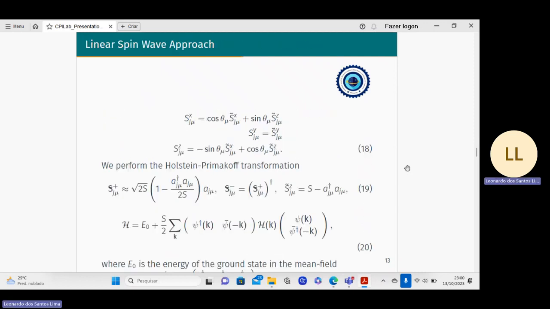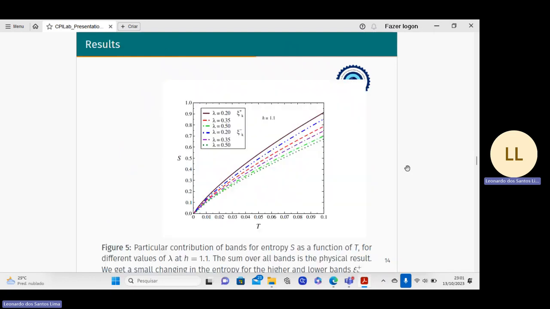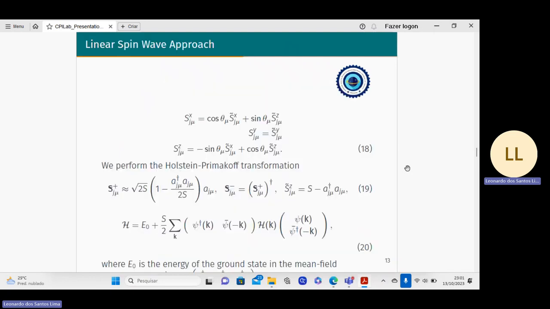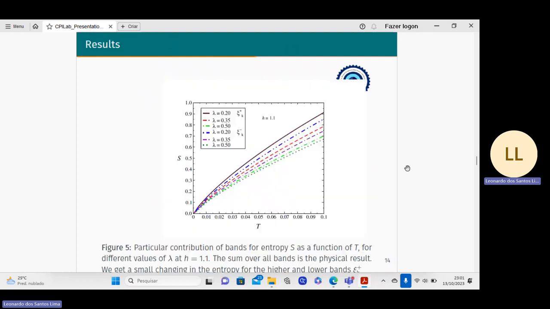We introduce a rotation of the spin operator given by equation 18, and after that we perform the Holstein-Primakoff transformation, expanded up to first powers for the rotated spin operator given by equation 19. In this case, the Hamiltonian is transformed in equation 20, where E0 is the energy of the ground state obtained in the mean field approach.